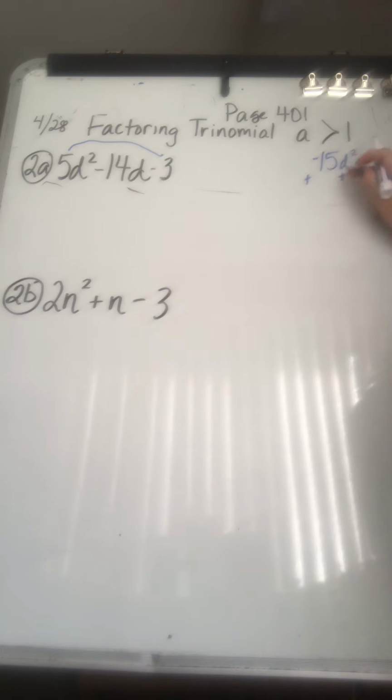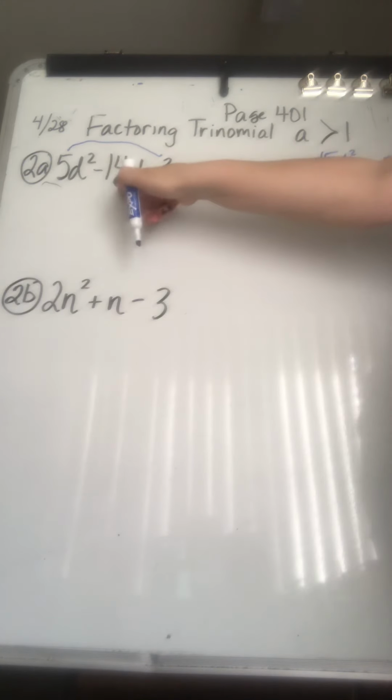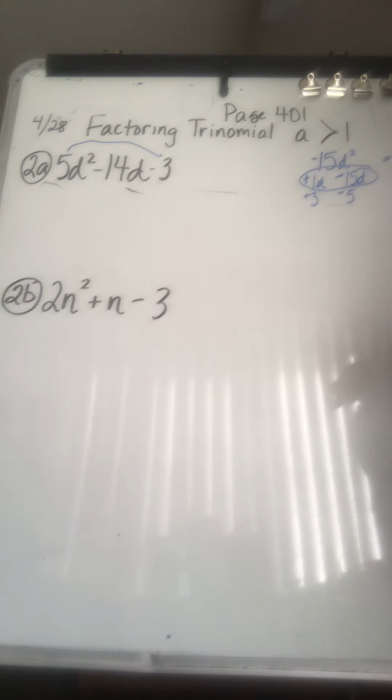Now let me put the positive on this side and the negative on this side. I have +1 and -15. Oh, that works right away. That is -14. -3 and -5 would have given me -2. So this is the winner right here. I'm going to replace this middle term with 1d minus 15d.